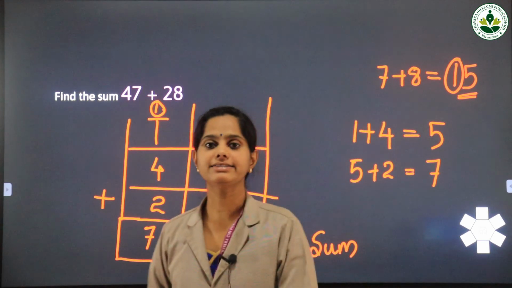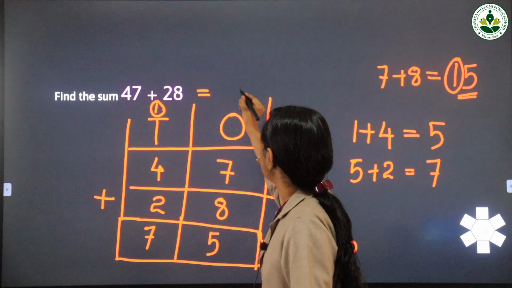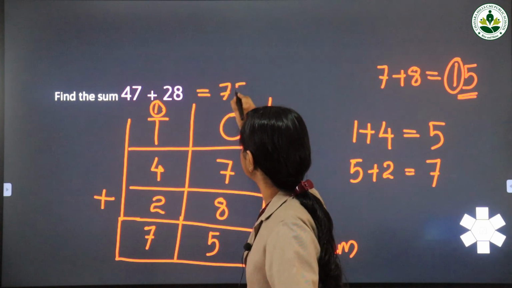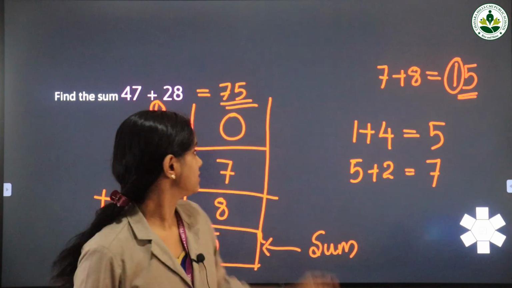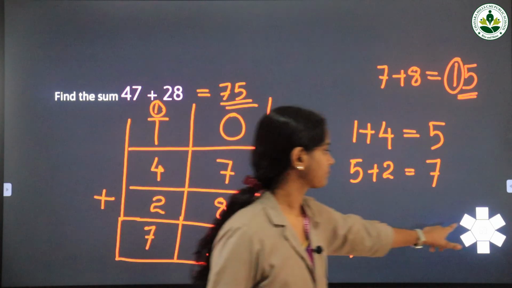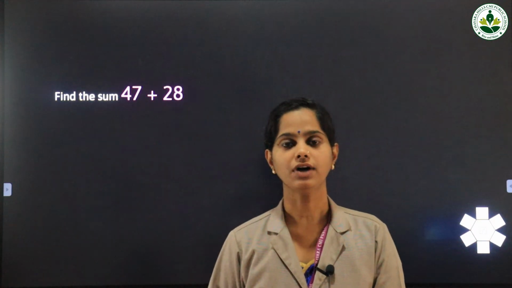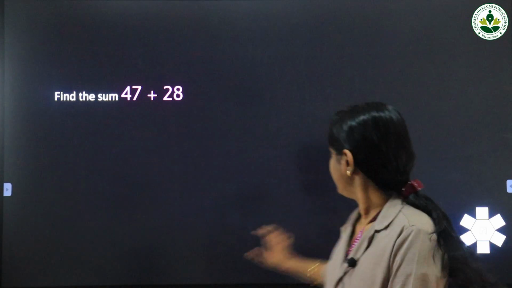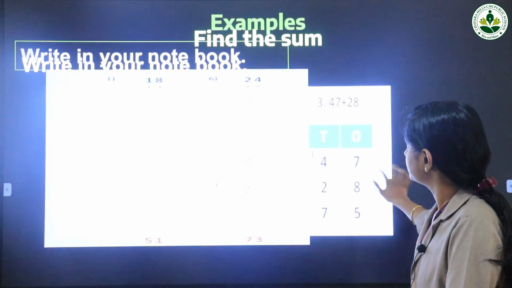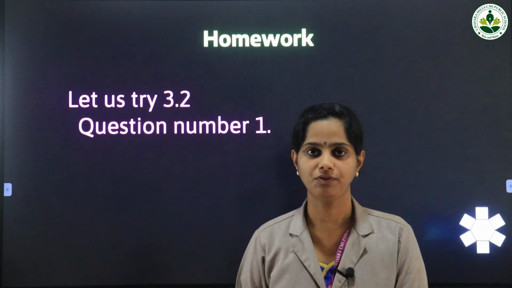47 plus 28 is equal to 75. Okay, I hope you all understood how to add 2-digit numbers with regrouping. Okay, let us please do the homework given. Let us try 3.2, question number 1. Okay, thank you.